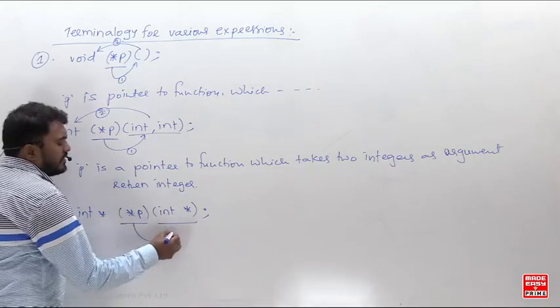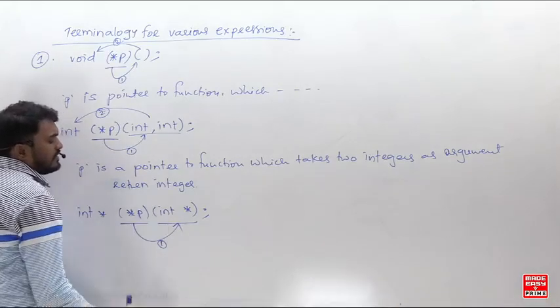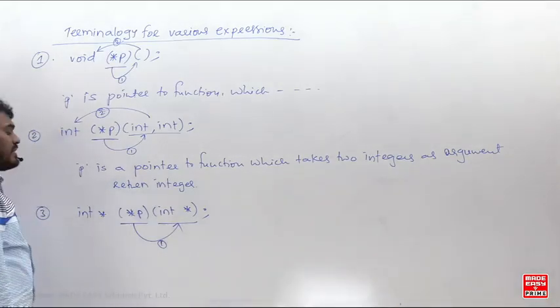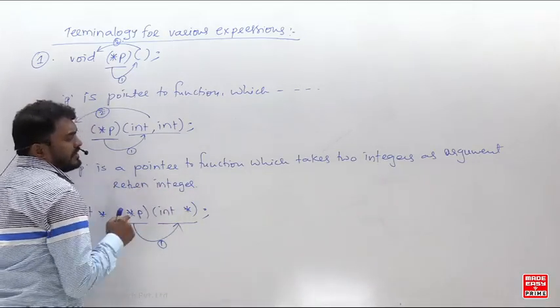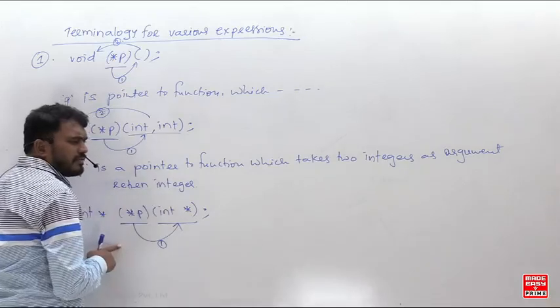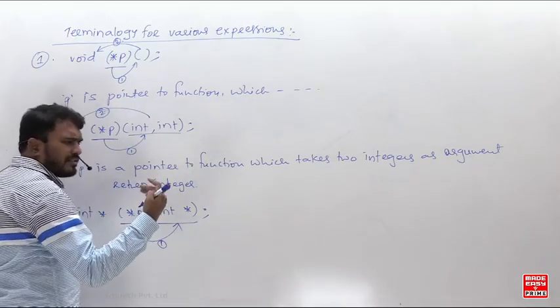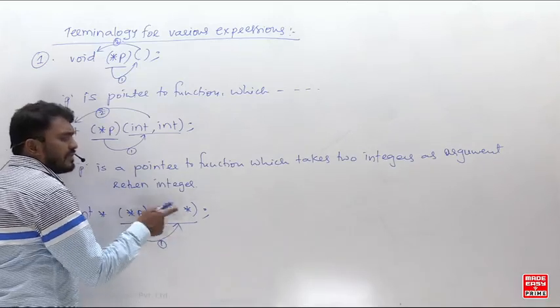So p is a pointer to a function. Okay, that is fine. Is it taking any arguments? Yes, sir. It is taking integer pointer as argument. Integer pointer means what? Integer address. So it is taking integer pointer as argument. Okay, it is taking some argument.